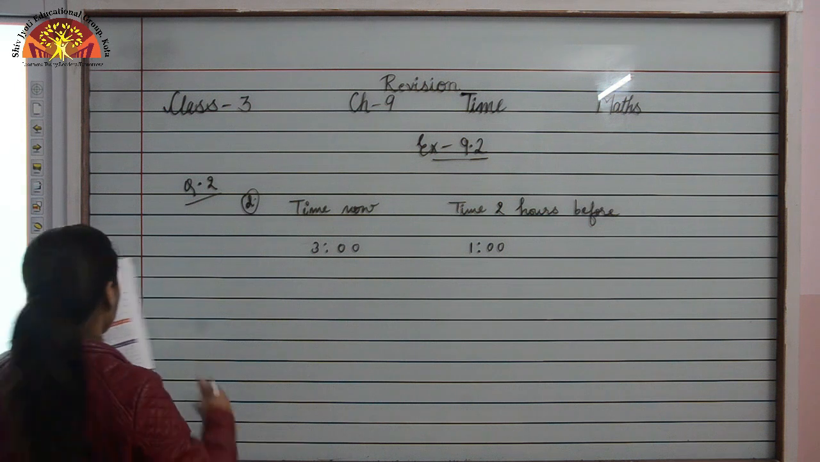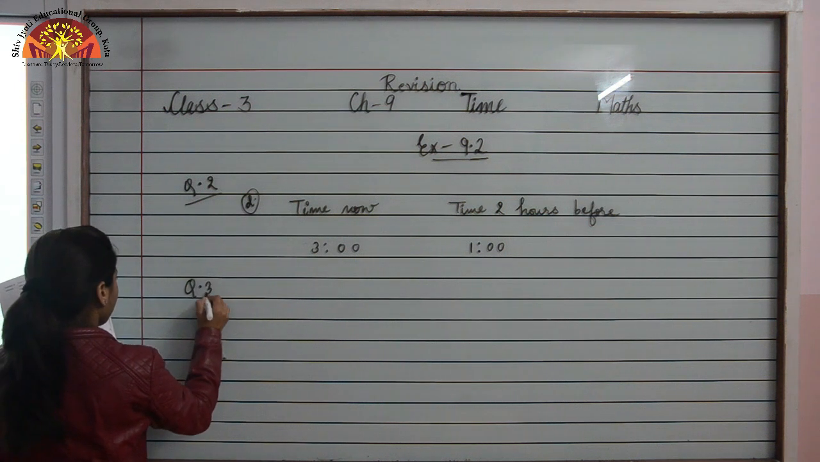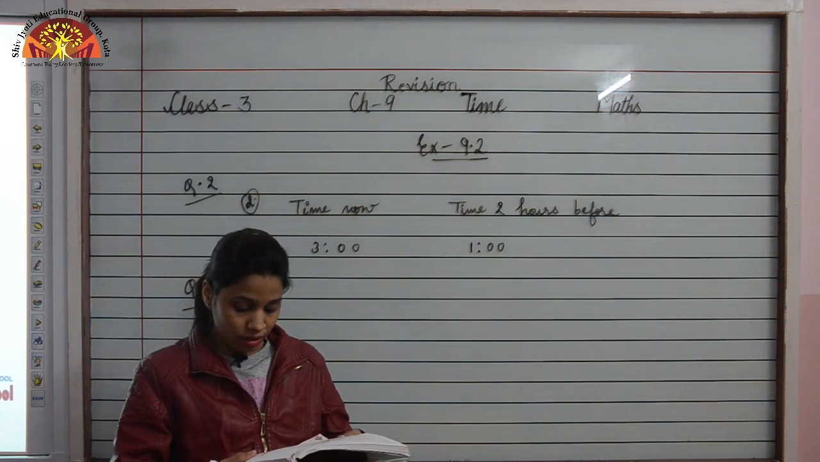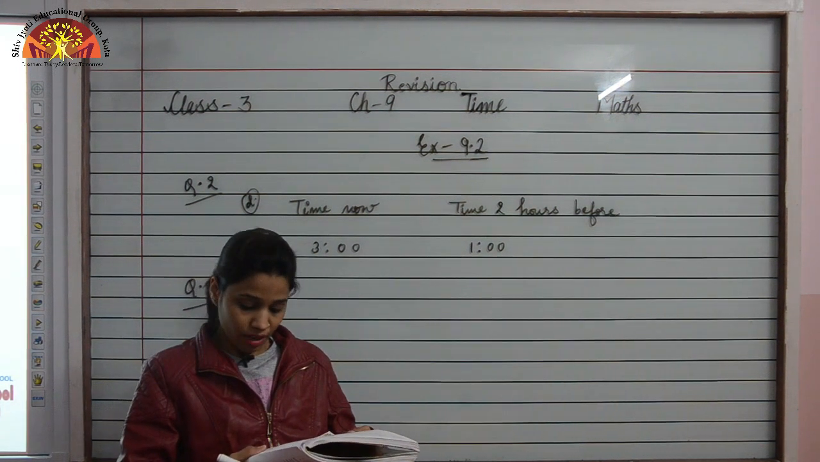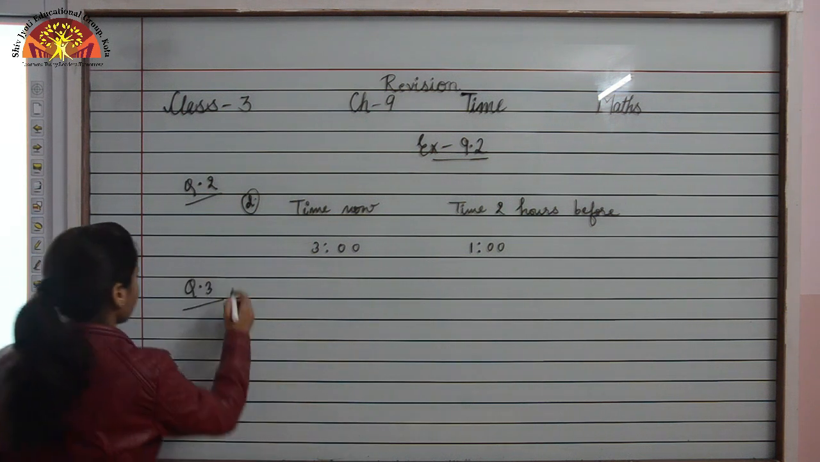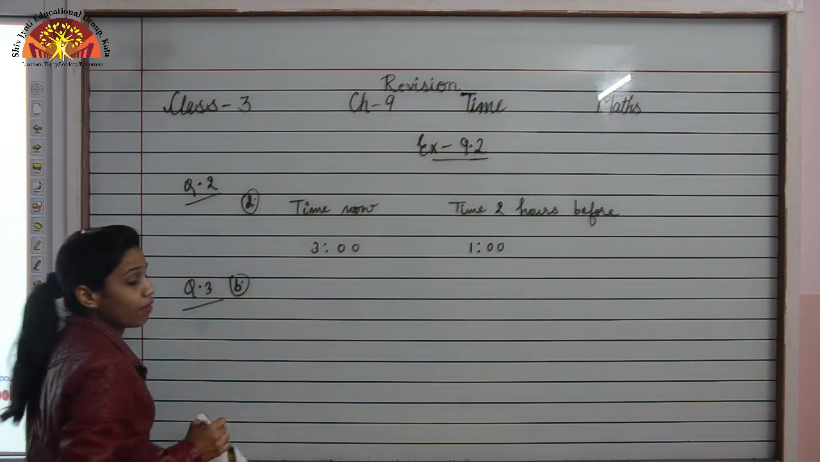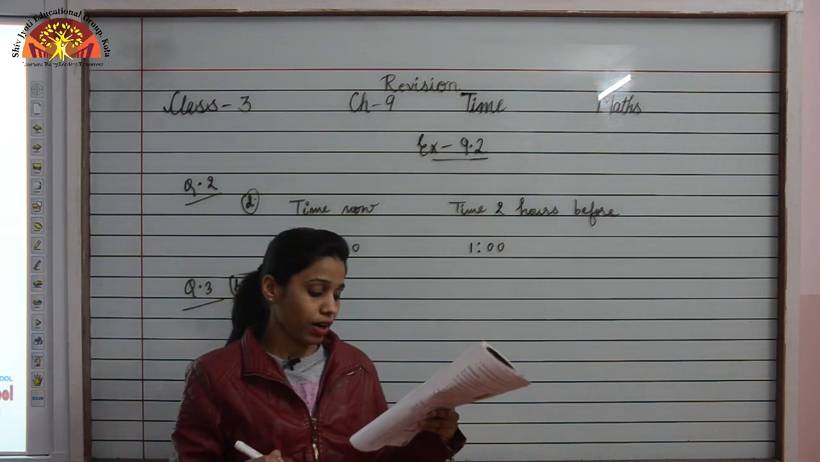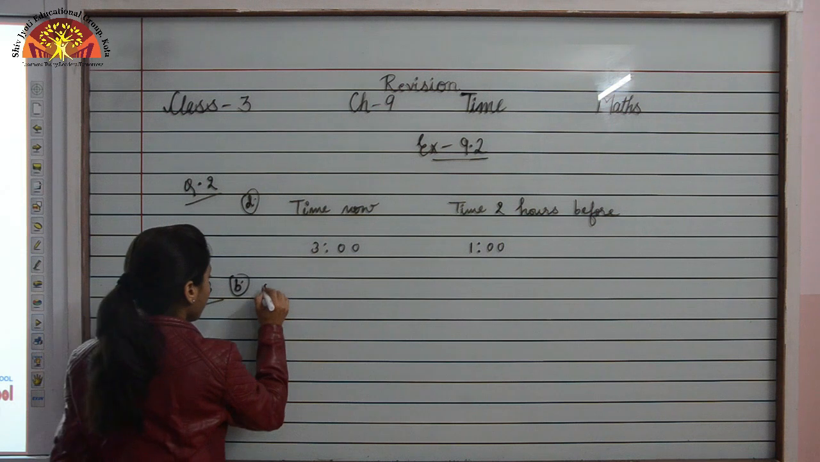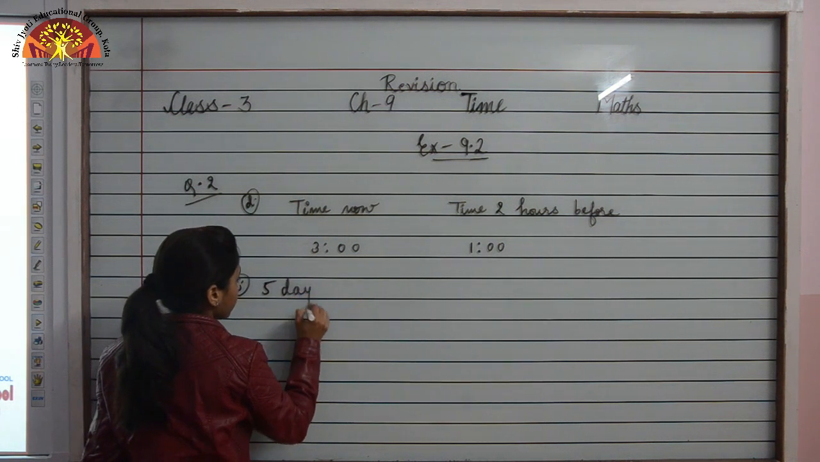Now what is given in question number 3? How many hours will be there in 2 days, 5 days and 1 week? So here we are doing B part. What we have to do in this question? We have to find out how many hours will be there in 5 days. B part is 5 days.